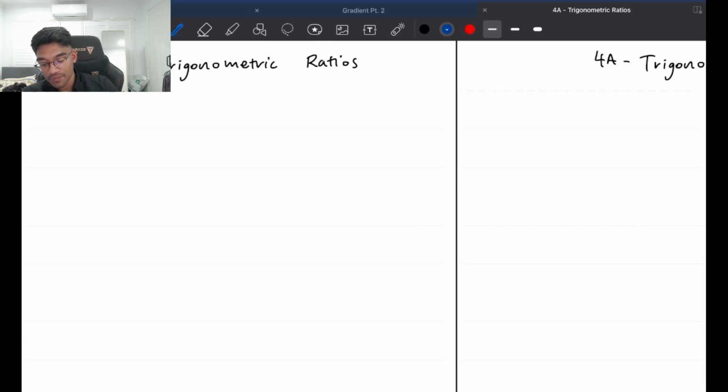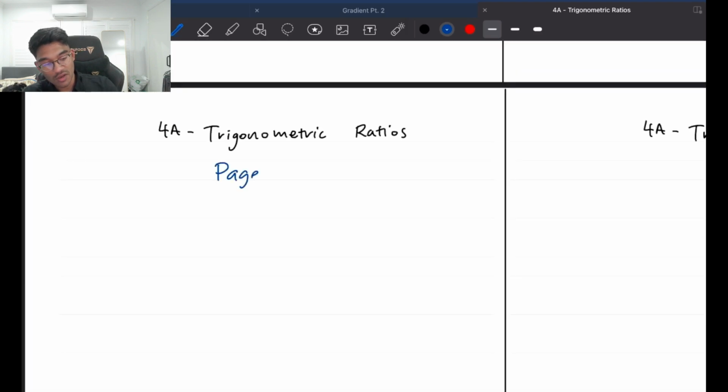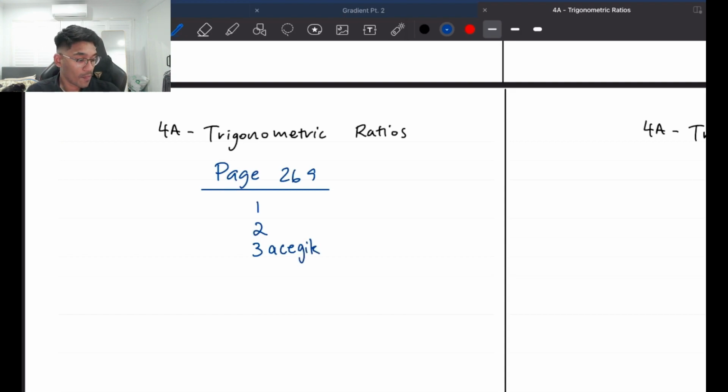So on page 269 and it goes to 270 as well. I want you to do question 1, question 2. We're going to do a lot of these. Question 3, because the more we do, the better it is. With these, you probably won't have to draw the triangles. You can just do the information. Oh, not question. We're going to do question 3. A, C, E, G, I, K. So every second one, because there's way too many there.